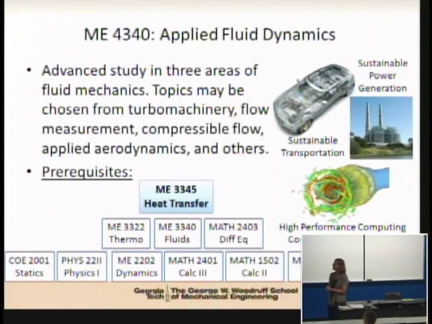There's also a course in applied fluid dynamics. If you're interested in more of the core fluid dynamics science and how to apply that in actual energy conversion devices, the topics for this course change, but in general, in the course catalog, they're described as being pulled from turbomachinery, flow measurements, compressible flows, and aerodynamics. So this class is probably useful if you want to study more in depth the fluid dynamics of energy conversion devices instead of the energy balance, energy conversion as a whole.